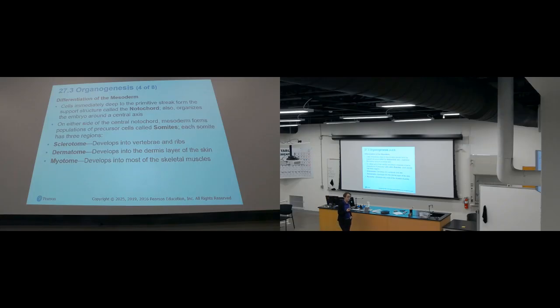The sclero, which is the most hard tissue, that's why it's called sclero, is going to form bone, basically. Dermatome, the dermis, and myotome, muscles. Myo, remember, means muscles.